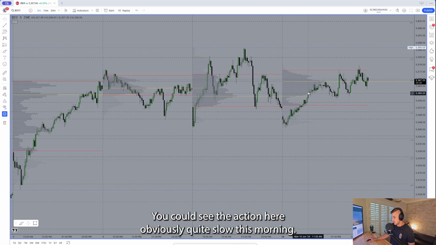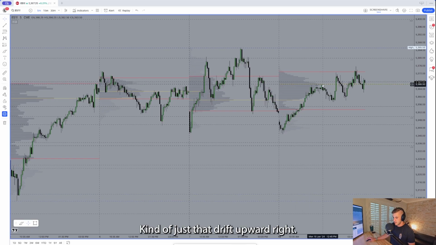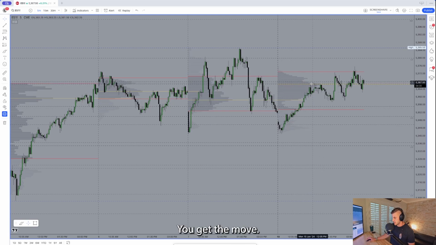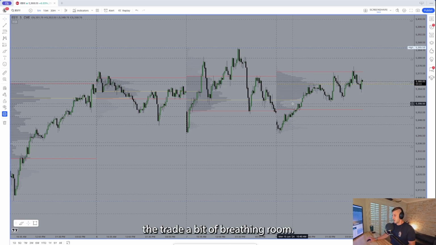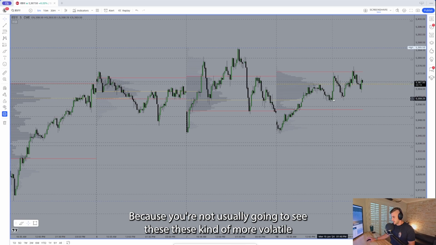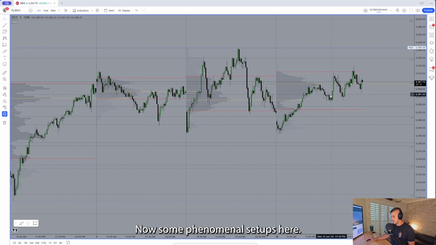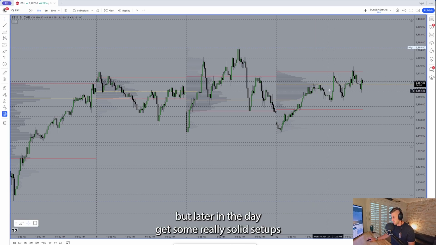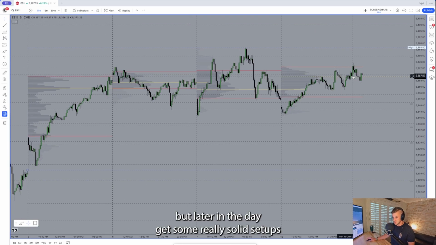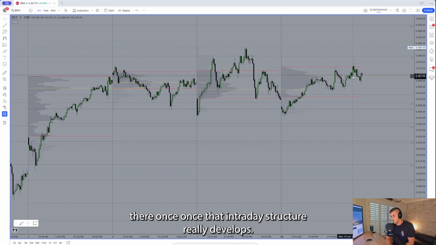You could see the action here, obviously quite slow this morning, kind of just that drift upward, right? That's what I mean by a slower session. You get the move, but it's a lot slower, requires more patience. You want to be really giving the trade a bit of breathing room, definitely, because you're not usually going to see these kind of more volatile momentum type moves. Now, some phenomenal setups here later in the afternoon. I was primarily done personally within about the first hour of the sesh, but later in the day, get some really solid setups there once that intraday structure really develops.